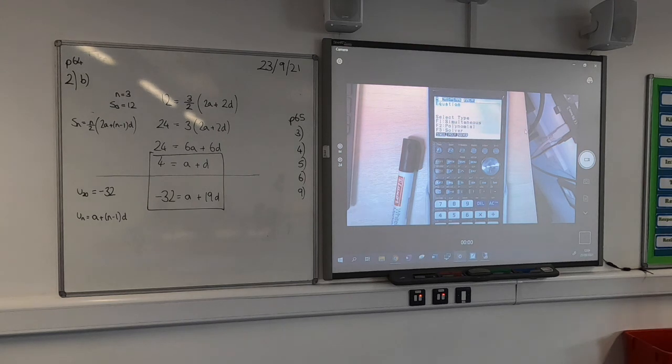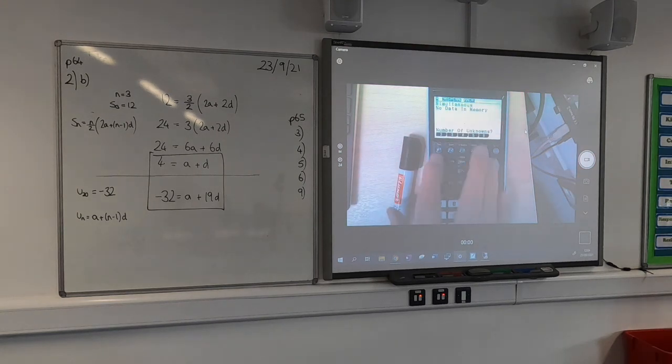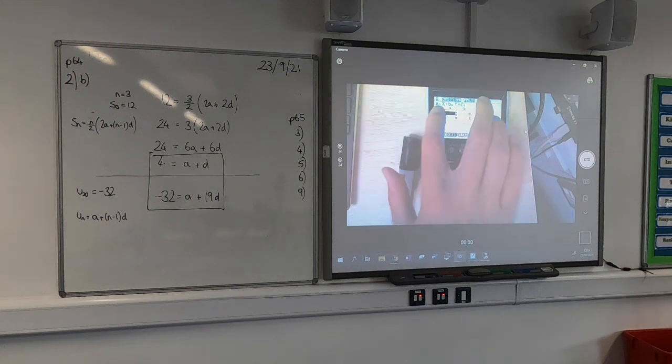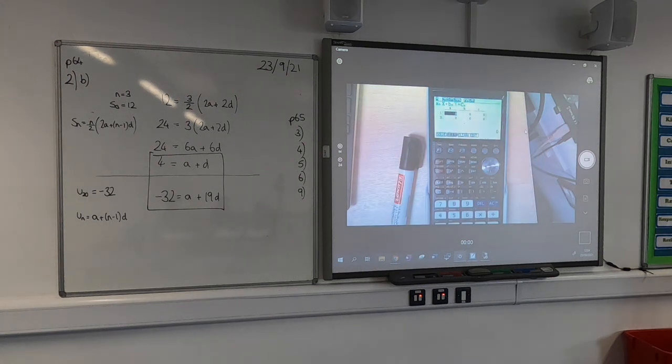Just in case there's any doubt, it's a simultaneous equation with two unknowns, so it's expecting it in terms of x and y. I'm just going to type in 1a plus 1d equals 4, and 1a plus 19d is minus 32. Brilliant. And then it tells me that a is 6 and d is minus 2.